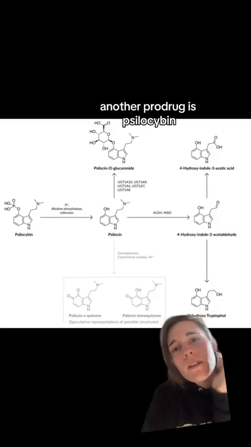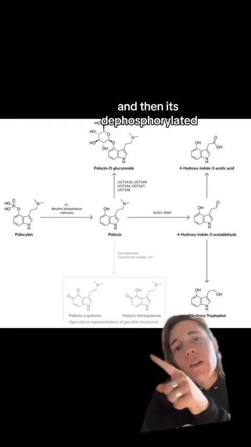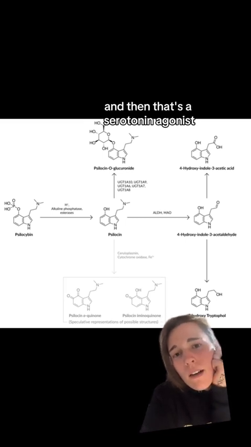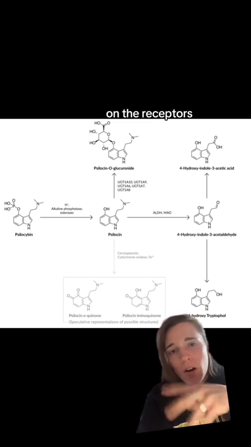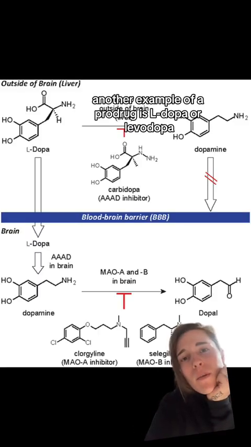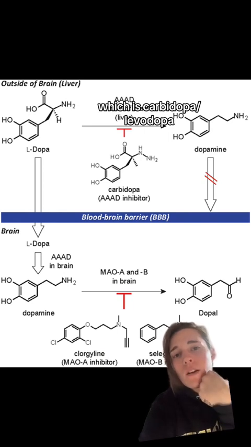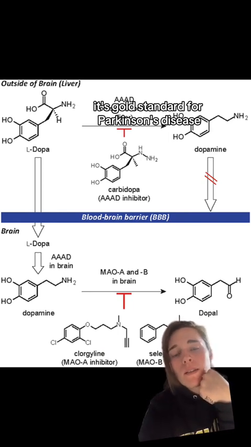Another prodrug is psilocybin, which is in shrooms, and it's dephosphorylated into psilocin, which is the active metabolite, and that's a serotonin agonist, meaning it acts like serotonin on the receptors. Another example of a prodrug is L-dopa or levodopa. This is in the drug Sinemet, which is carbidopa-levodopa. It's the gold standard for Parkinson's disease.